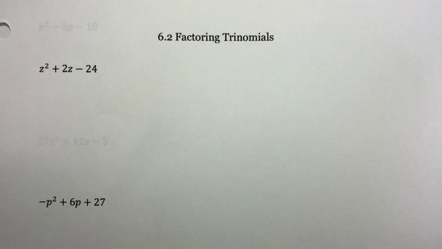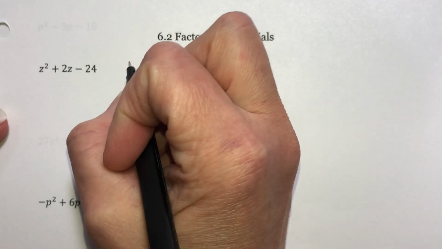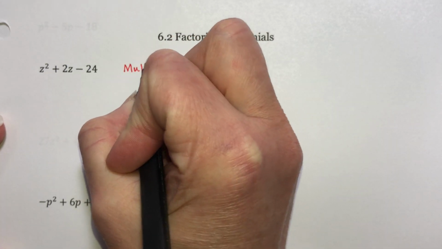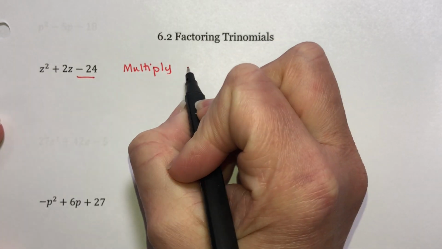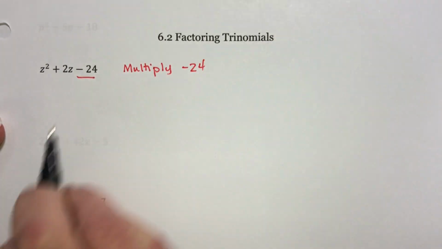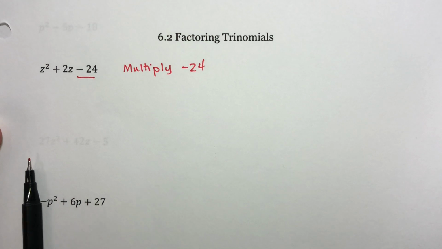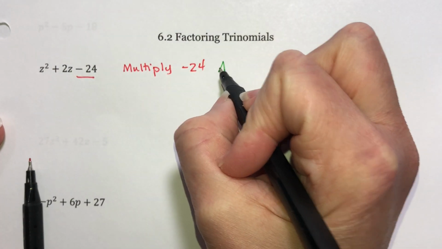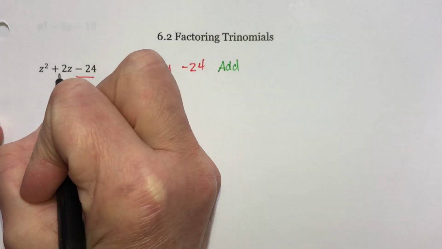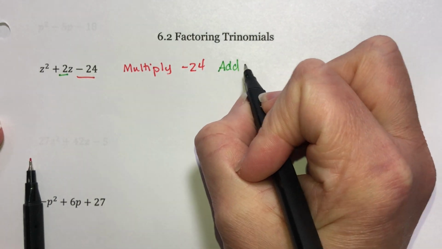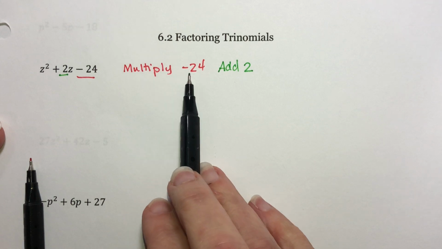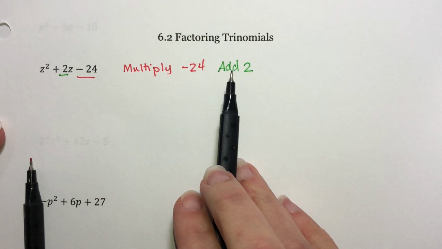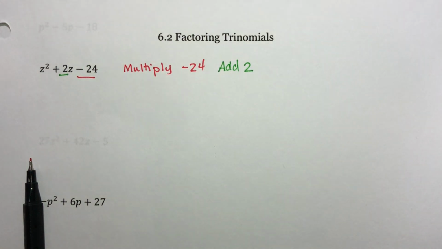What we're going to look for is we are looking for 2 numbers that multiply to a negative 24 and add to a 2. Okay, so we want numbers that multiply to a negative 24, and then when you add them together, you get a positive 2. Now let's think for a second.